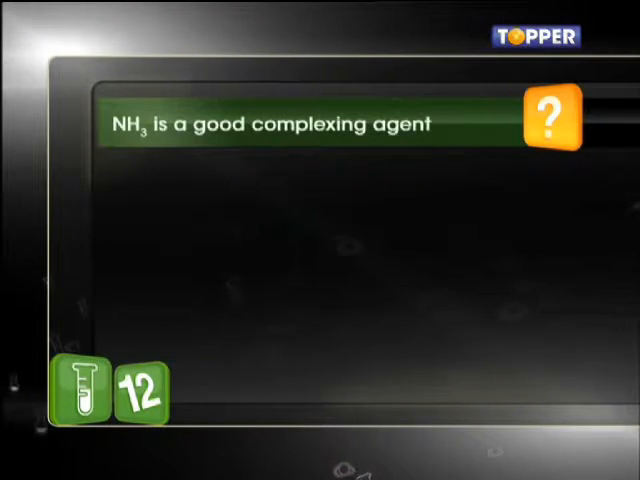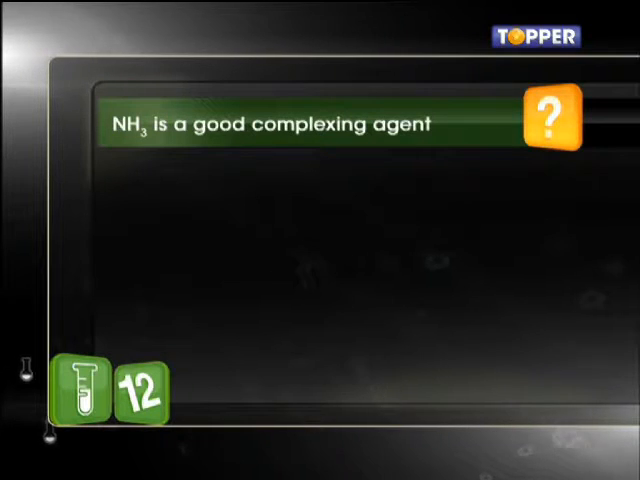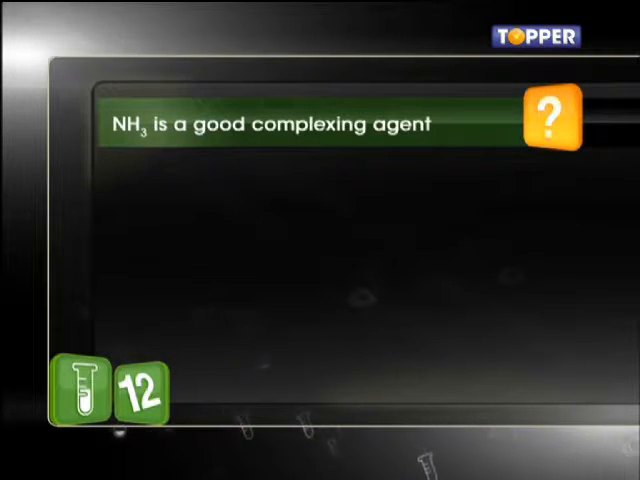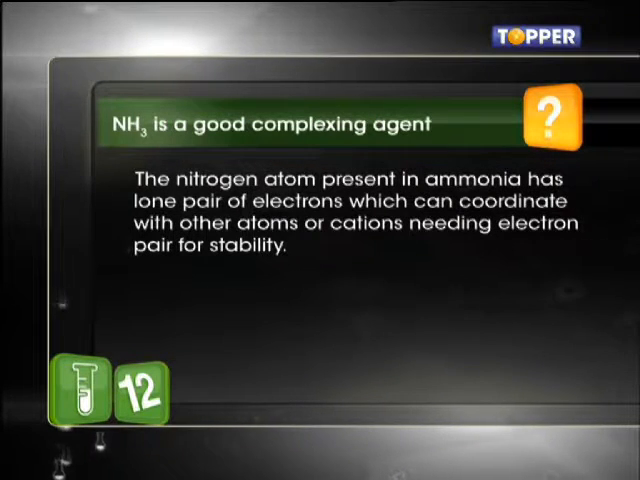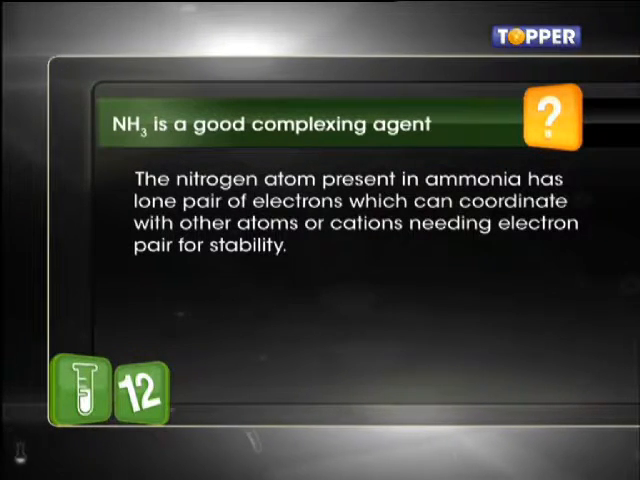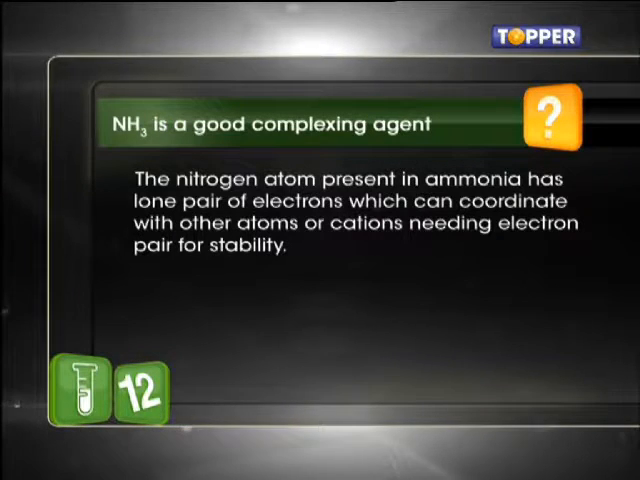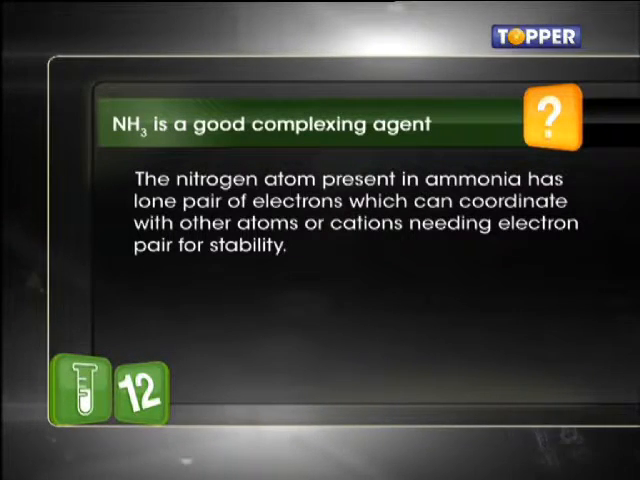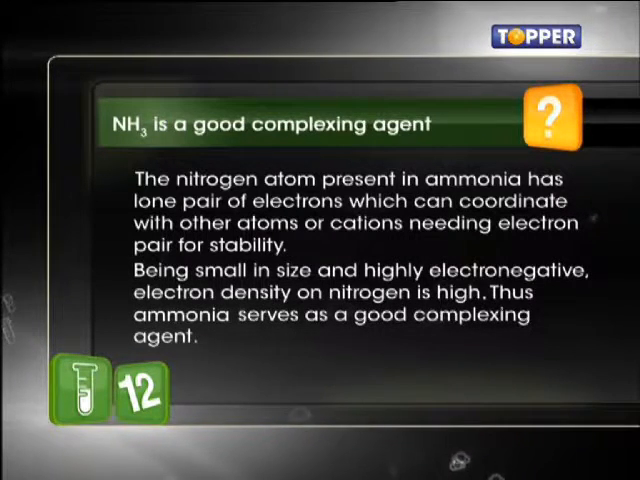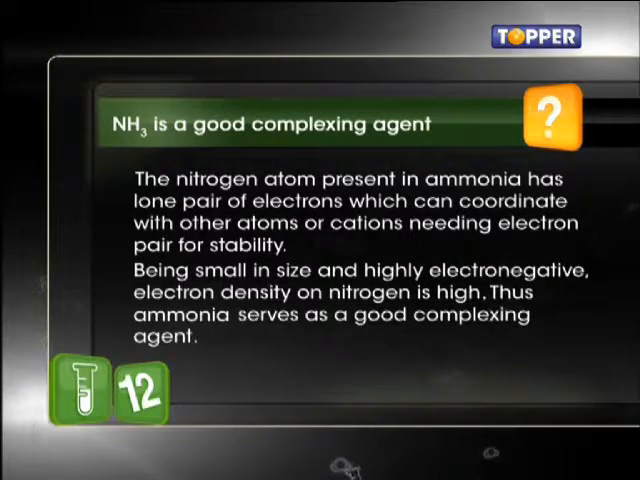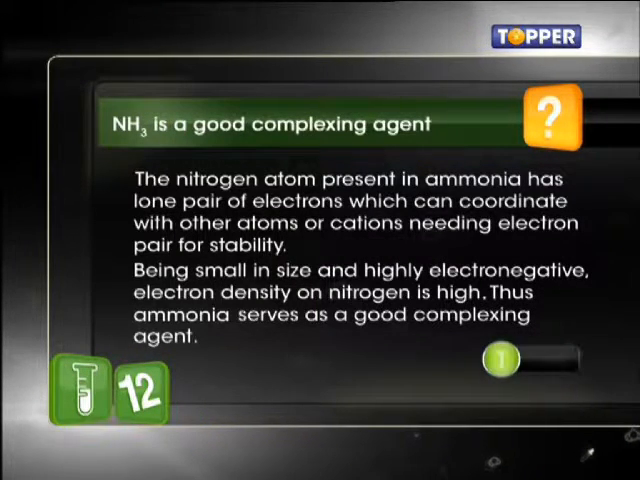And in the last part, we were asked why ammonia is a good complexing agent. So you should write that the nitrogen atom present in ammonia has a lone pair of electrons, which can coordinate with other atoms or cations needing an electron pair for stability. Being small in size and highly electronegative, the electron density on nitrogen is high. Thus, ammonia serves as a good complexing agent.